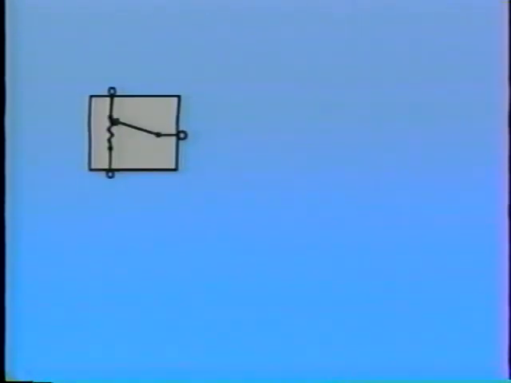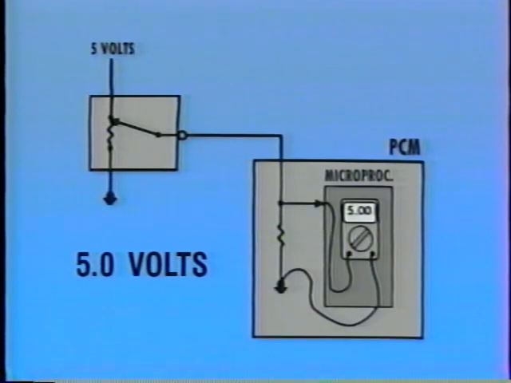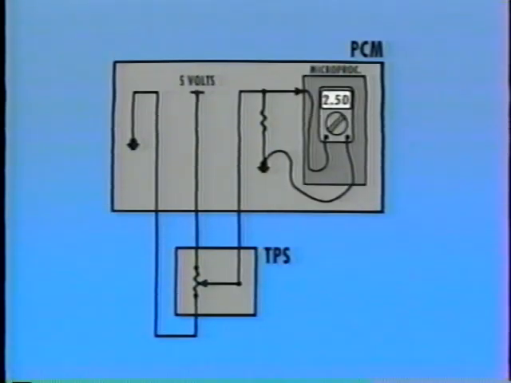Another type of sensor uses a variable resistance instead of a switch. This example shows a potentiometer. Notice that it has 3 terminals. One terminal is connected to voltage, another to ground. The potentiometer's wiper is connected to the 3rd terminal, which is the sensor's output signal. The sensor's output voltage depends on the position of the wiper. Because this voltage is continuously variable, the output is an analog signal. The throttle position sensor uses this principle to generate its signal.